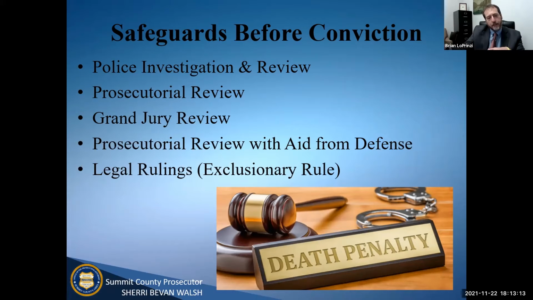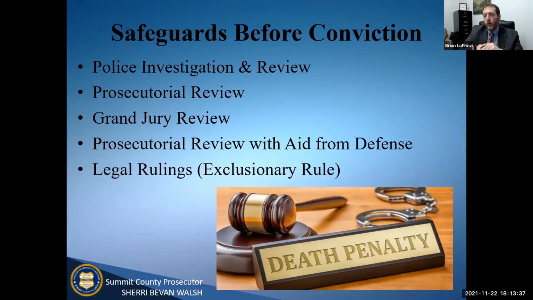So we're going to make a decision, but then we're going to take it to the citizens, and 7 out of 9 of our grand jurors have to decide that there's a likely chance that this case is a death penalty case. And then following that, our office does another prosecutorial review with the aid from defense. And we'll talk about that later.